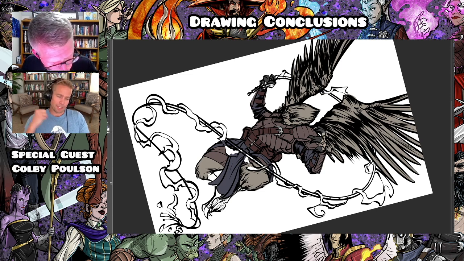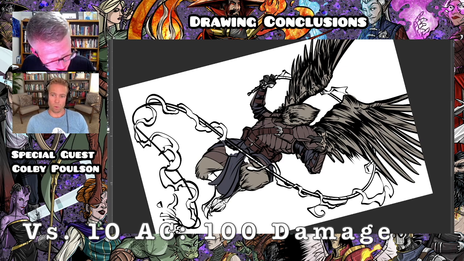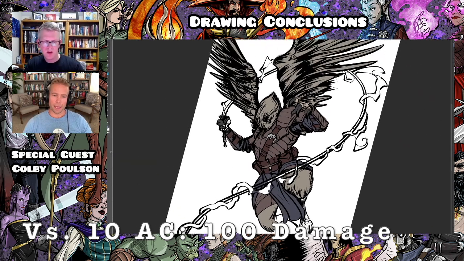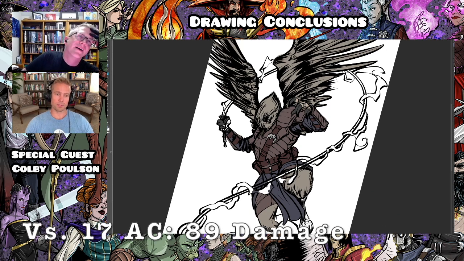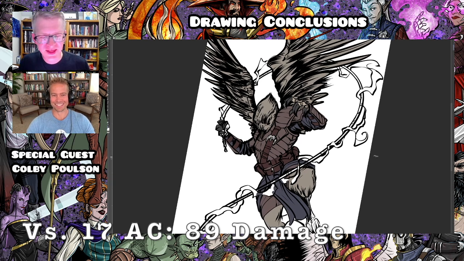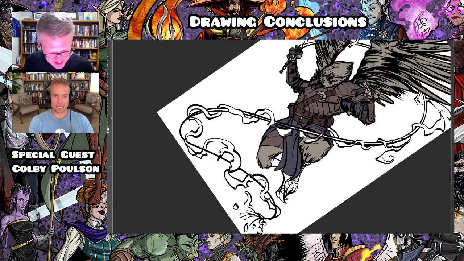So against an enemy with a 10 armor class, we would on average do 100 damage with that one whip attack. And against an enemy with a 17 armor class, it's 89 damage with that almighty whip crack. With a whip. Exactly. Which just feels awesome, right? That's absurd to me. So we broke the Centennial Barrier, at least against an enemy with the 10 AC, which is very uncommon at level 13.